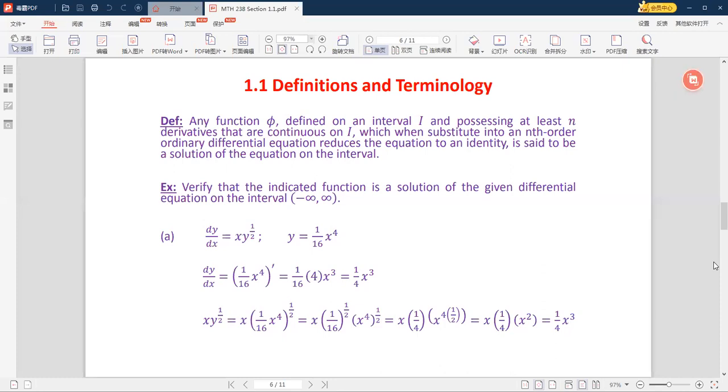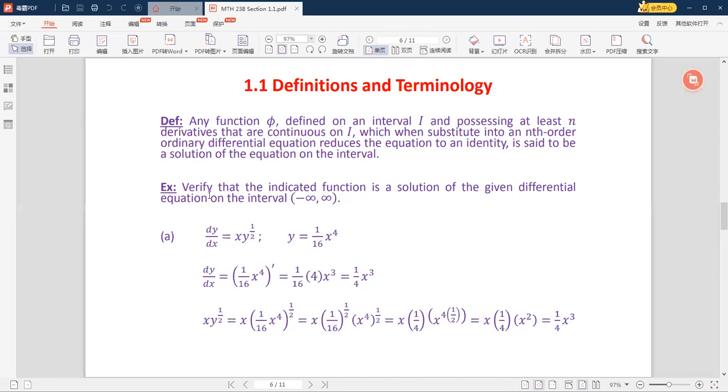We have different methods for different types of differential equations, and it turns out it is very challenging to solve differential equations. We're going to discuss those methods one by one. Okay, so let's just give some examples of solutions of differential equations.